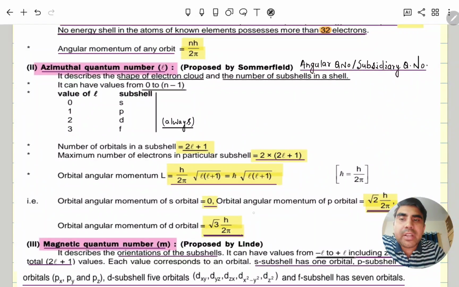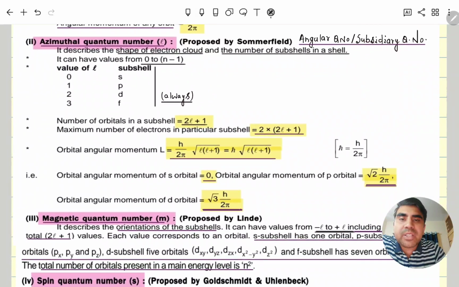Next, coming to the second, the azimuthal quantum number, which was proposed by Sommerfeld, and it is also called the angular quantum number or subsidiary quantum number. So what is it defining? It is defining shape. There, it was defining size. So it defines the shape of the electron cloud, because the electron is like a wave, and the number of subshells in the shell. Its value depends on l, and it will be 0 to n minus 1.